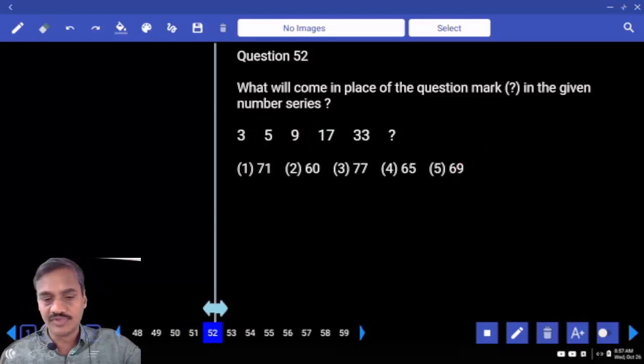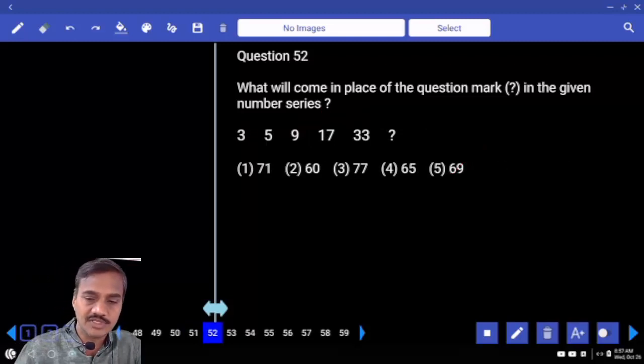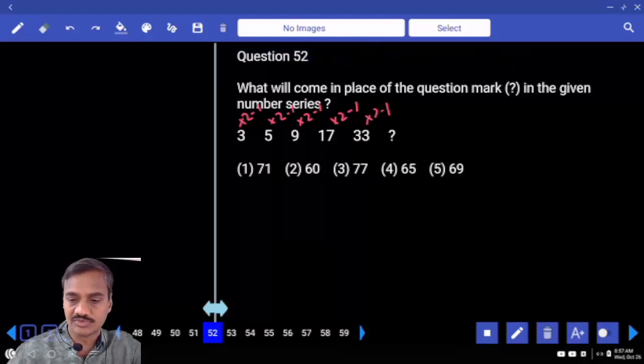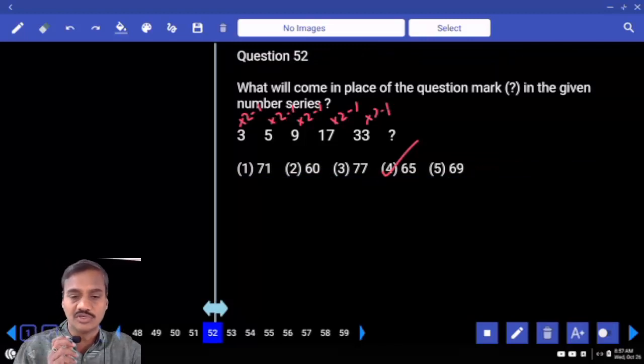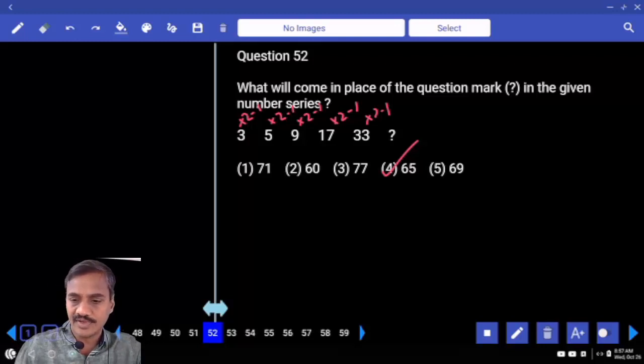Then coming to 52. Now 3 and 5. How can I express this one? Now 3, 17 into 2, 34 minus 1. 9 into 2, 18 minus 1. 5 into 2, 10 minus 1. 3 into 2, 6 minus 1. 33 into 2, 66 minus 1, 65. Choice 4. Into 2 minus 1, into 2 minus 1, and so on. Or else you can go for the differences: 2, 4, 8, 16, 32.